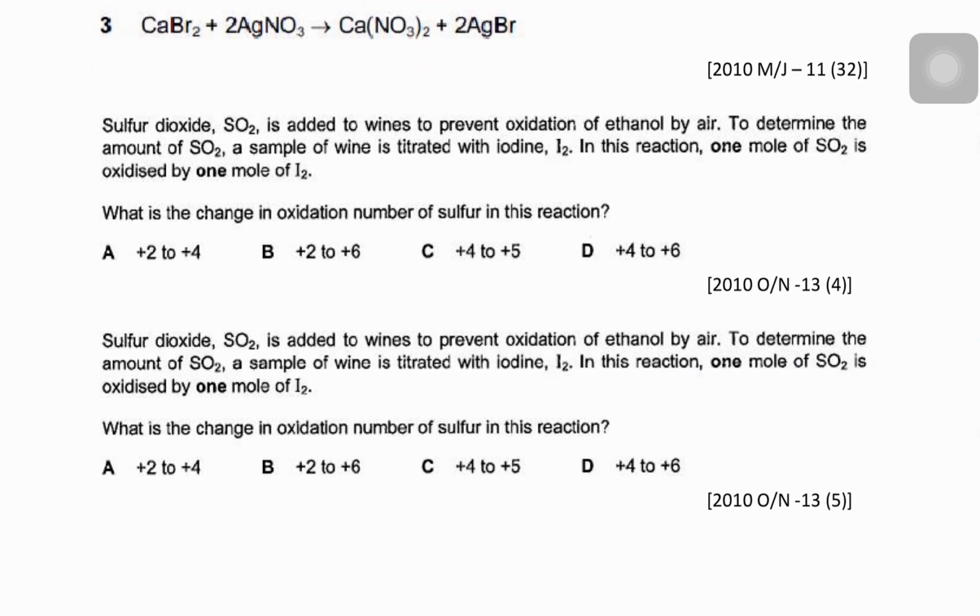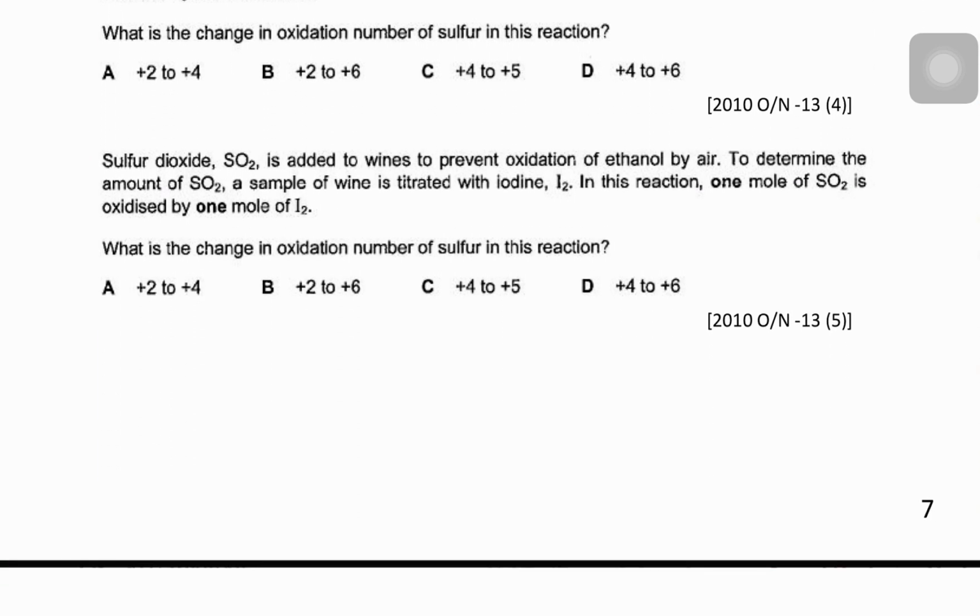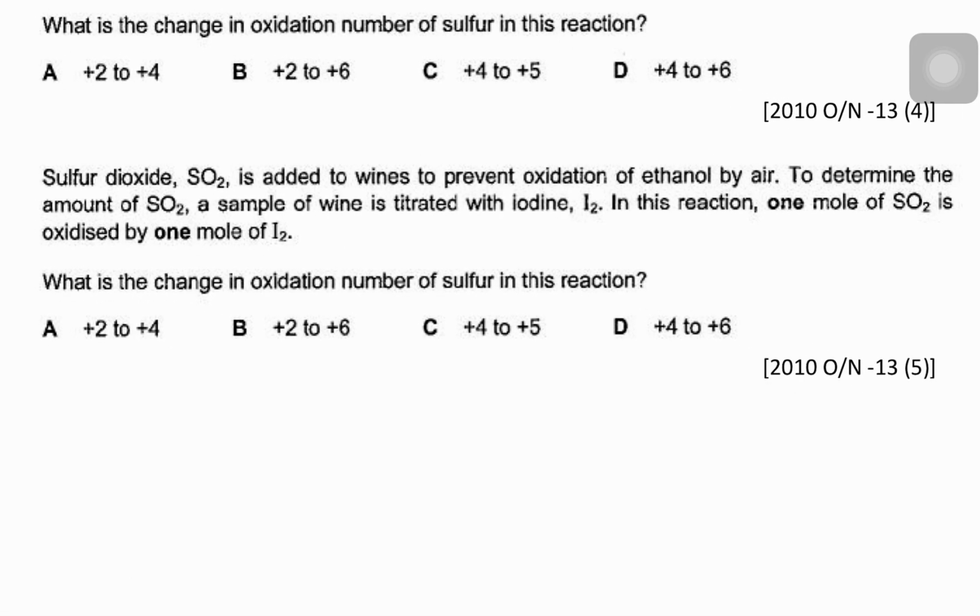Okie dokes. I think another oxidation number question is not something we should be doing, but let's try this one. Sulfur dioxide is added to wines to prevent oxidation of ethanol by air. To determine the amount of sulfur dioxide, a sample of wine is treated with iodine. In this reaction, 1 mole of SO2 is oxidized by 1 mole of I2. What is the change in oxidation number of sulfur in this reaction?